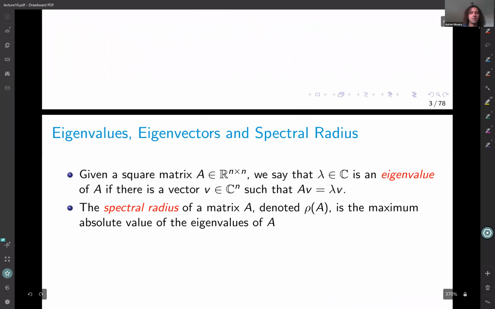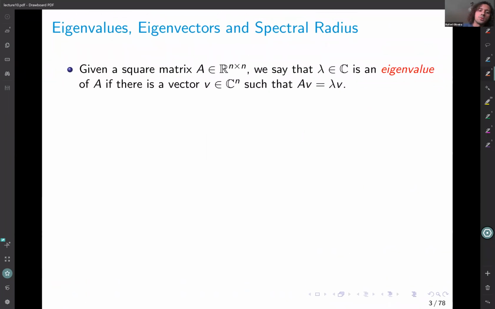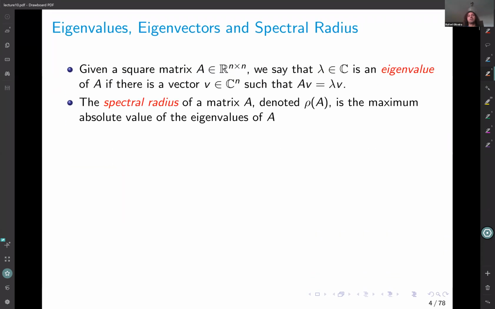So maybe let me write it here. v is an eigenvector corresponding to lambda. And now, once we know what eigenvalues are, we can define the spectral radius of a matrix A, which we denote by rho of A, which is the maximum of the absolute values of the eigenvalues of A. So you write rho of A as the maximum over lambda an eigenvalue of A of the absolute value of lambda. So this is the spectral radius of a matrix A.